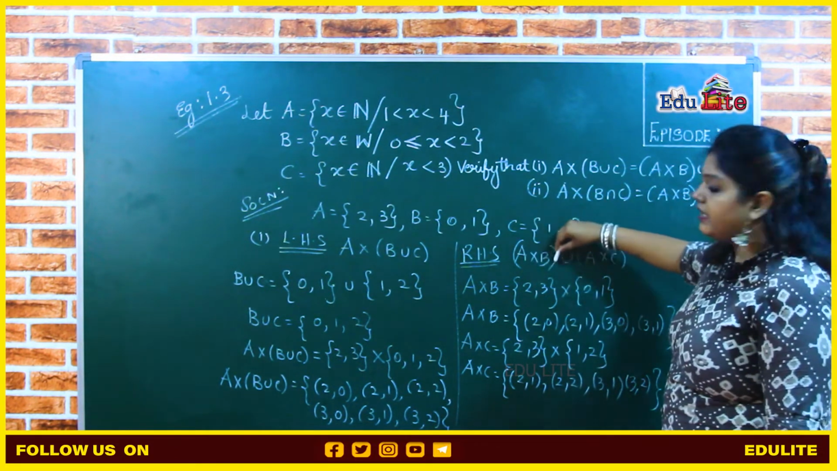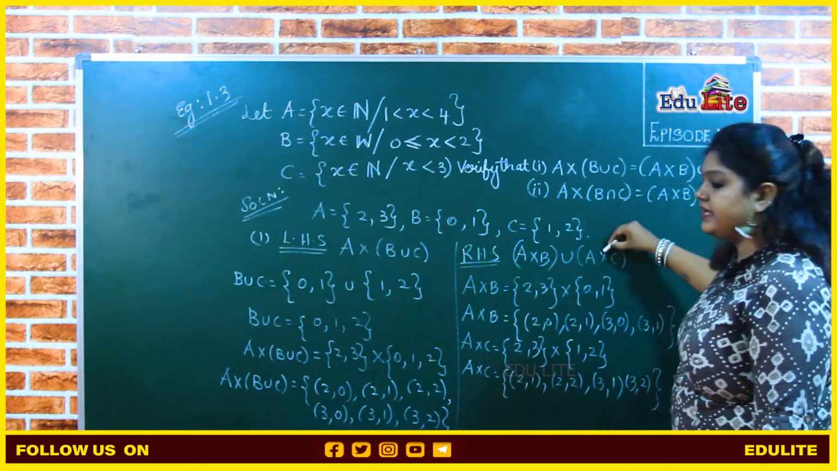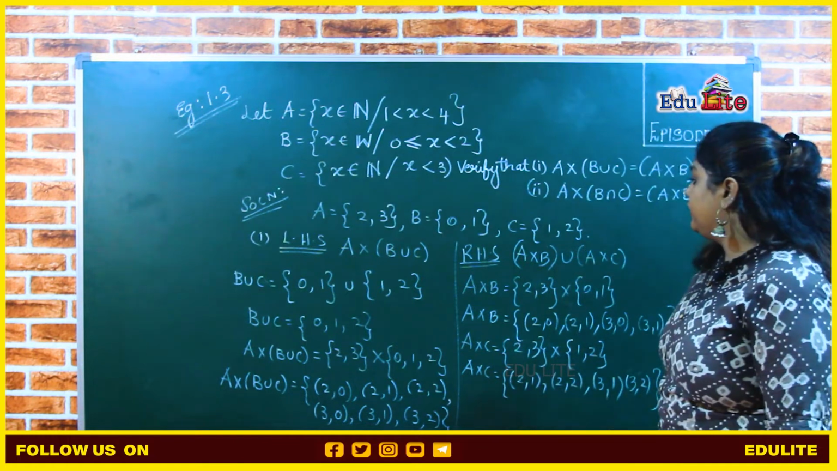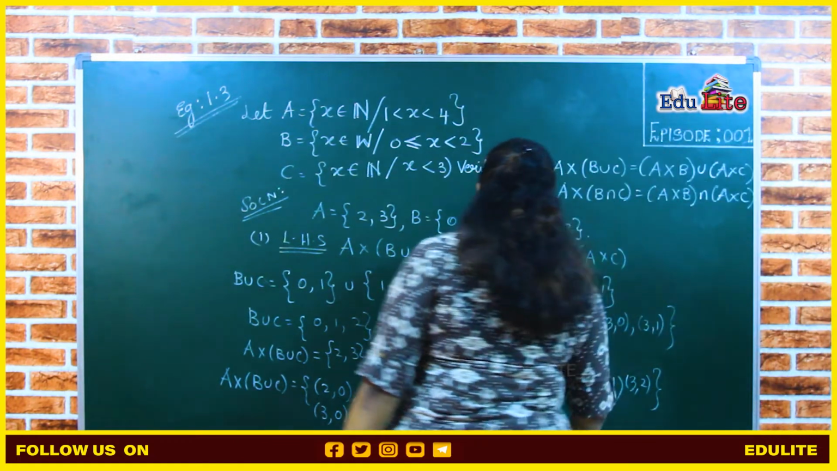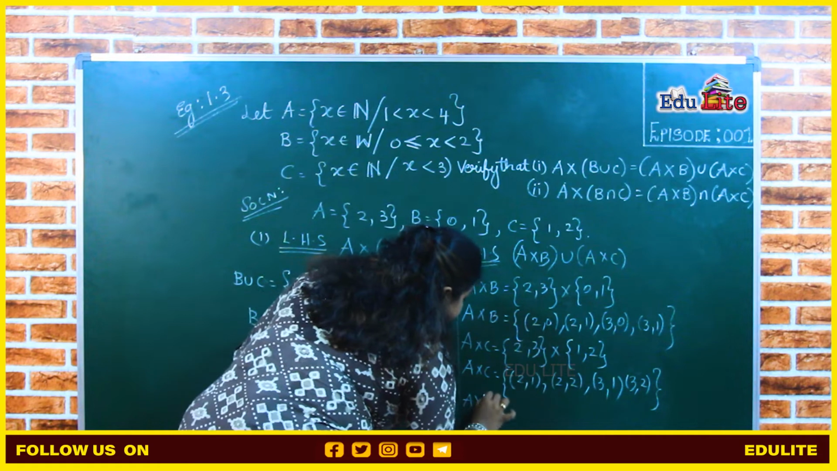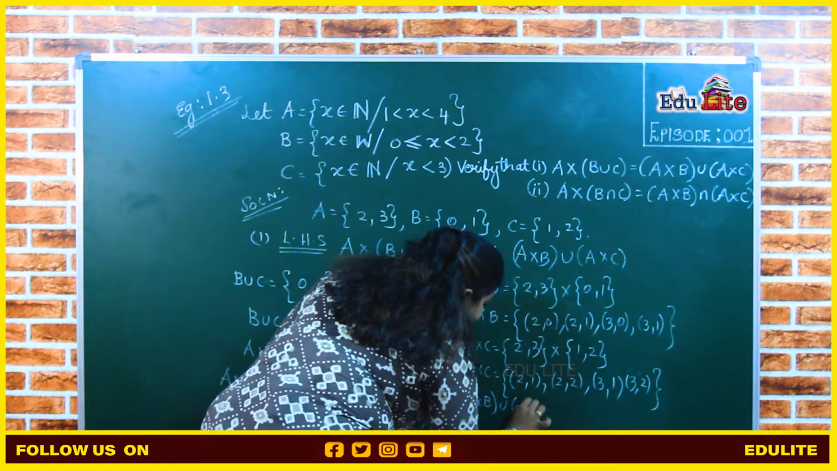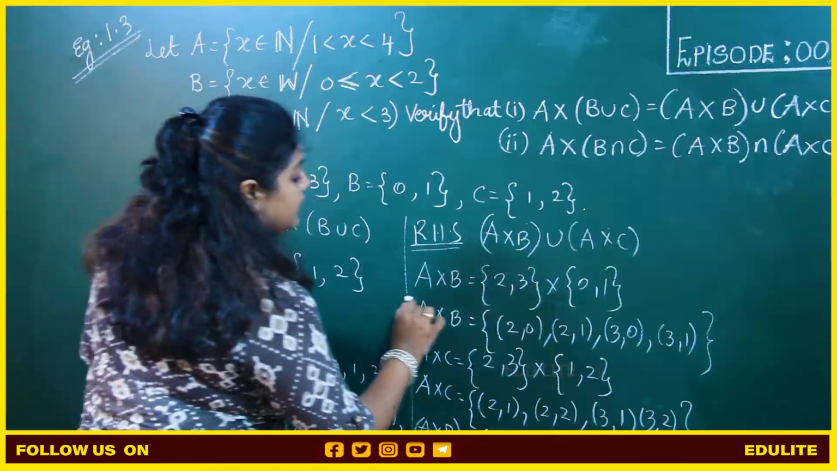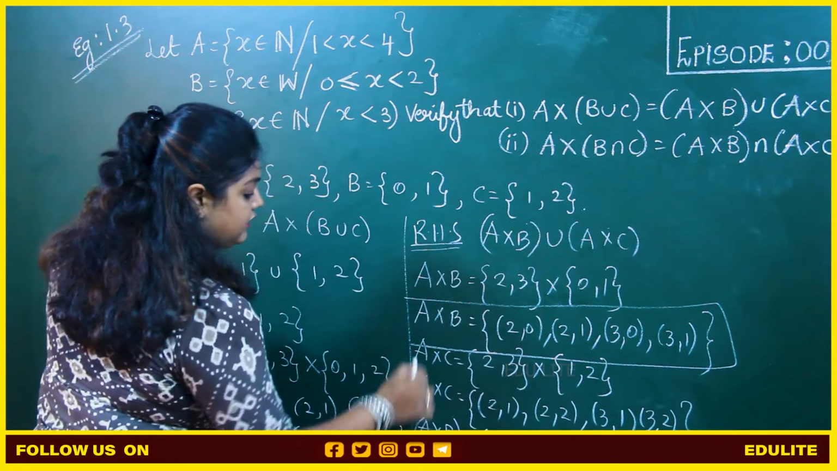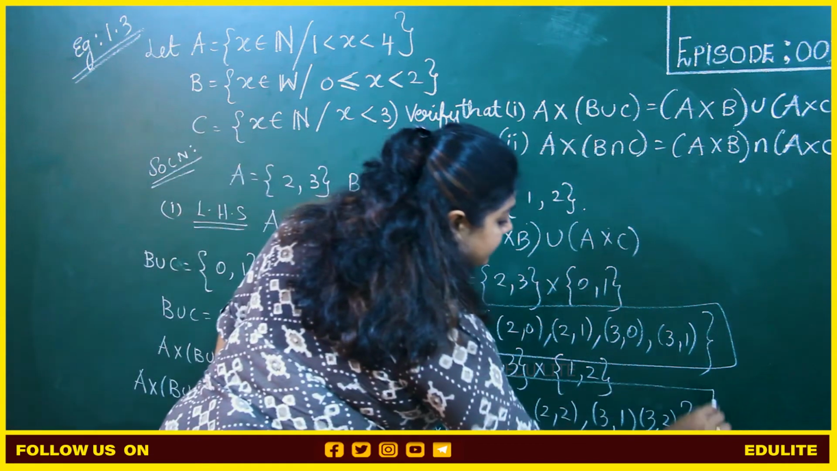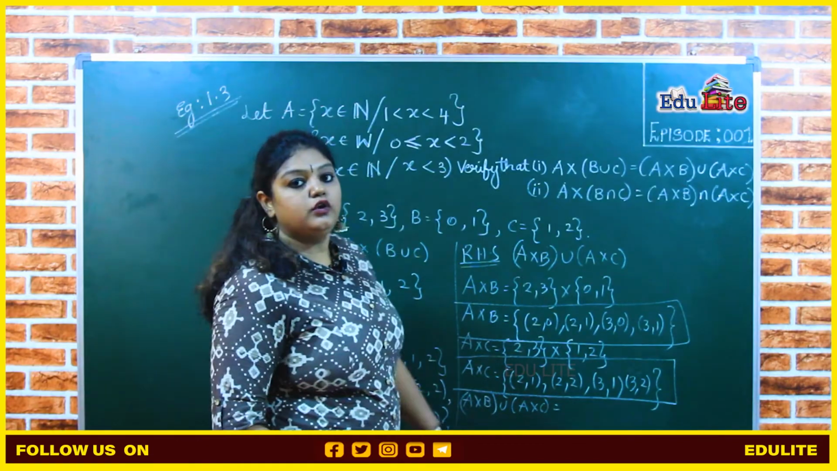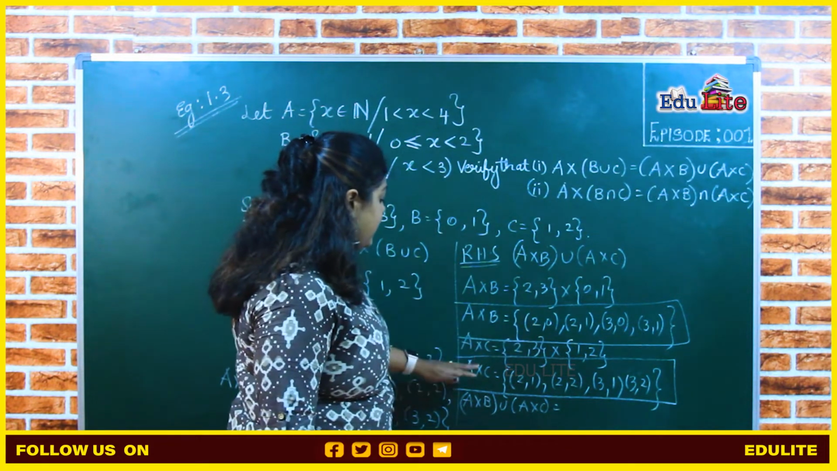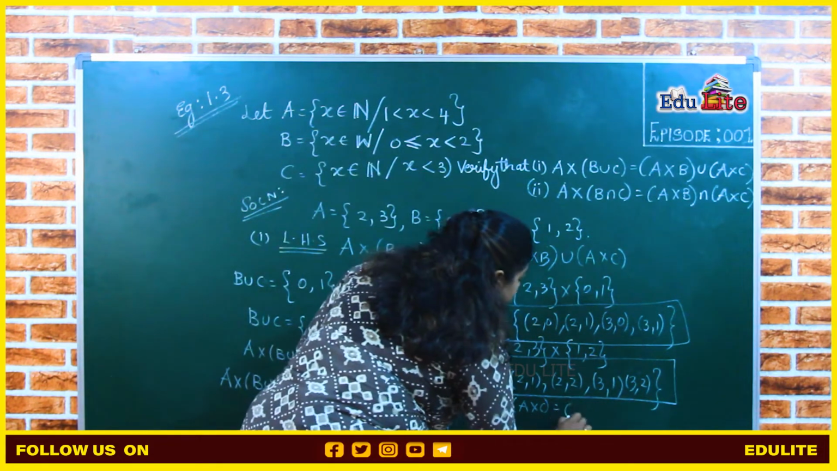Since we have found A cross B and A cross C, next we have to find the union between the two, A cross B union A cross C. We all know that union means we have to write all the elements in A cross B and A cross C. So we will write it in order as well.